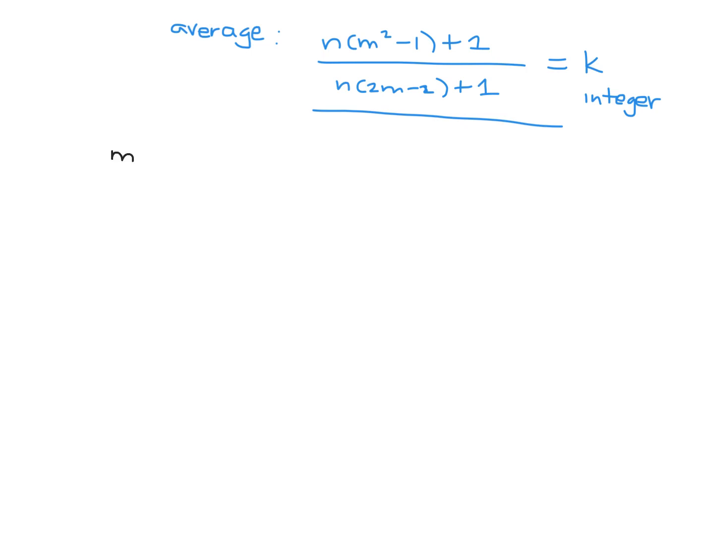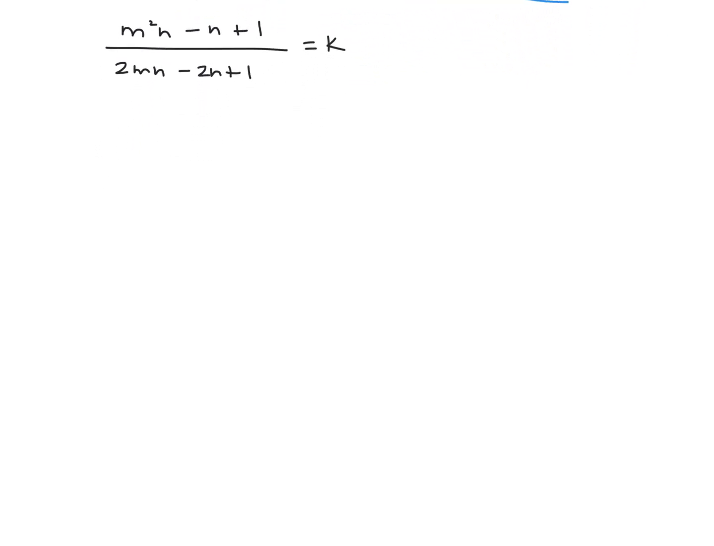So what we have here is m squared n minus n plus 1. And then on the bottom, I've got 2mn minus 2n plus 1. And that's all equal to k. Okay. Cross multiply, and I get m squared n minus n plus 1. And I've got 2mnk minus 2nk plus k. So a lot of variables here.